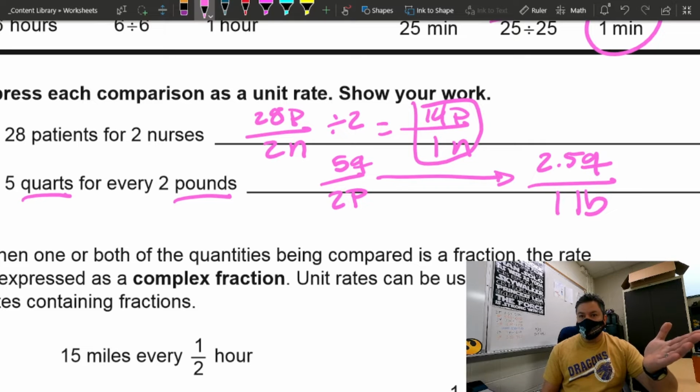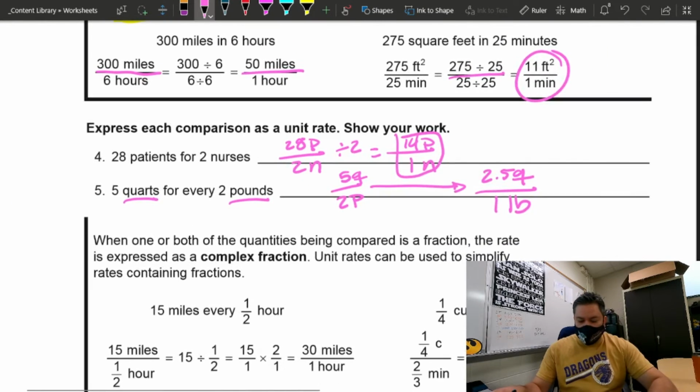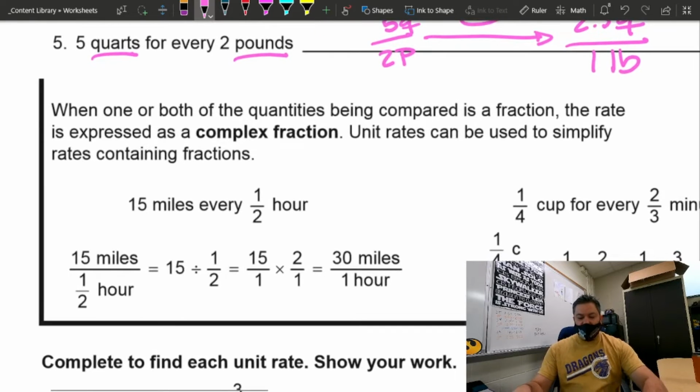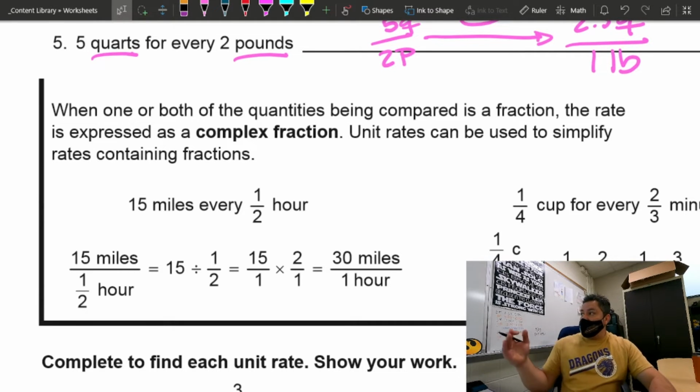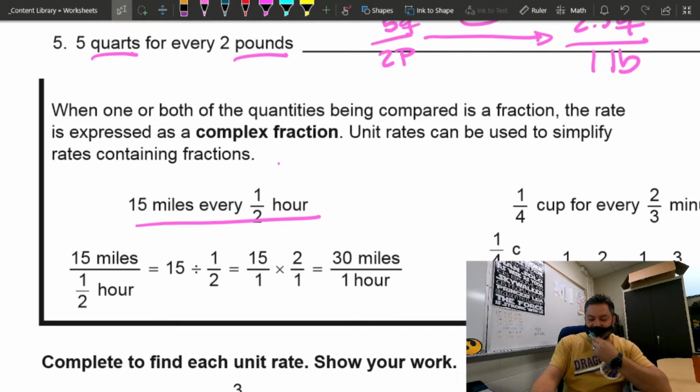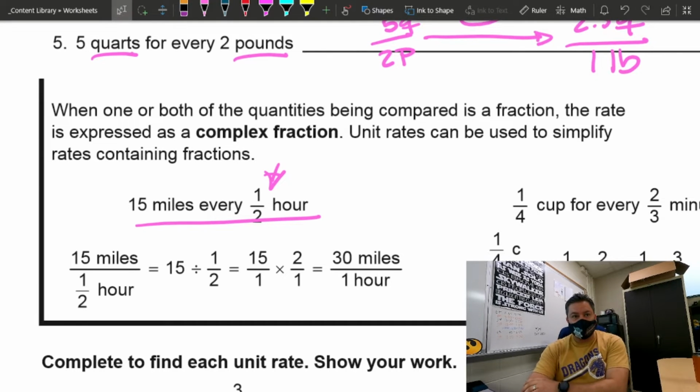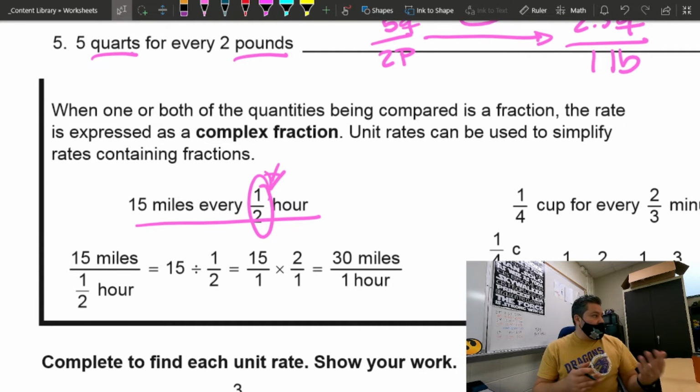Any questions so far? All right, so now it gets a little more complicated when we have complex fractions. For example, we ride 15 miles every half an hour. Now what it's saying right here is that we have less than 1. Can you see that? We only have half an hour, less than 1 hour. We have 30 minutes, but we want to know how many miles in 1 hour. This one is going to be pretty simple because half an hour is 30 minutes, right? Yes. So if you multiply times 2, you get a full hour. So if you multiply this times 2, you get 30 miles, right?